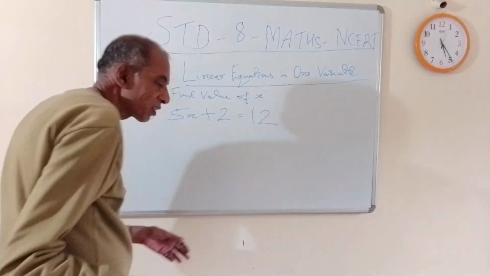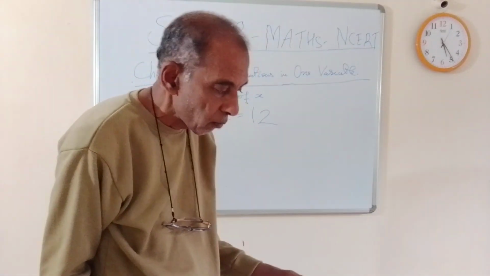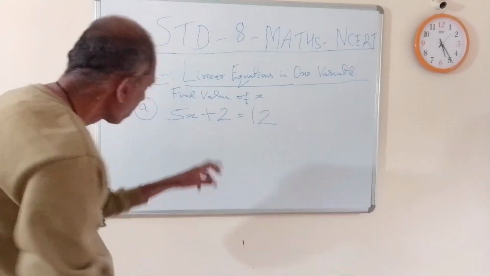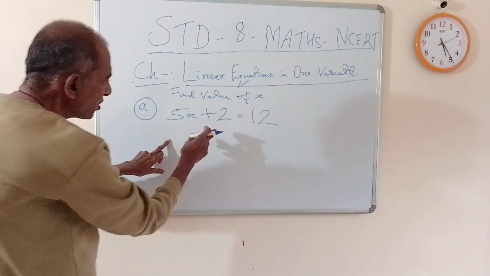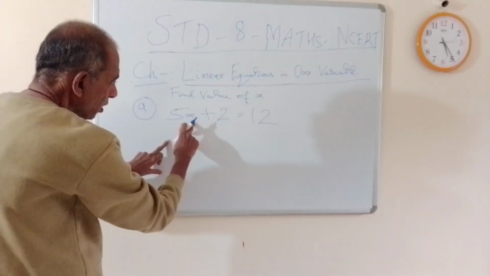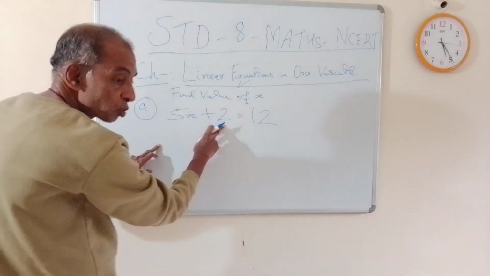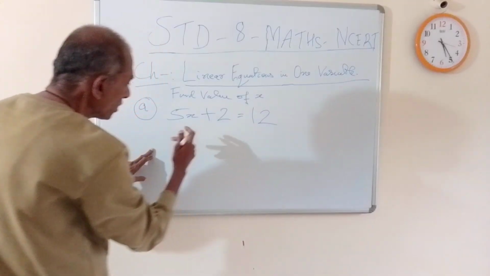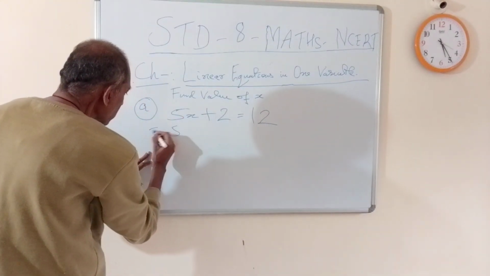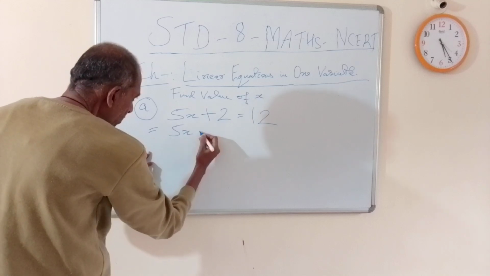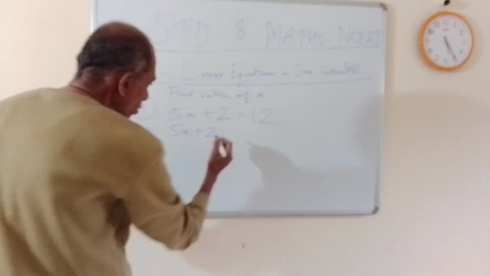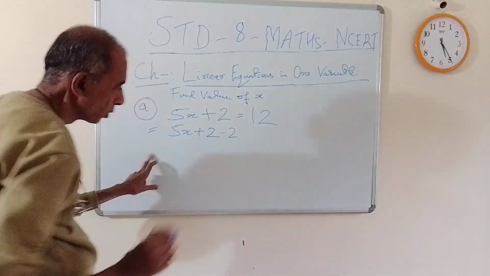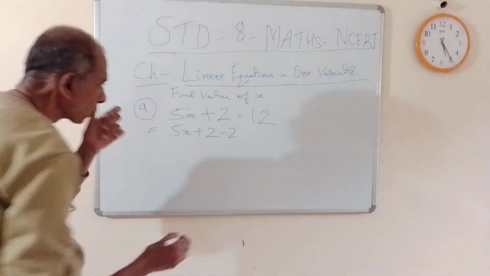Now there are two methods, both very simple. I'll show you both. First is, now here we are having 5x plus 2. So we have to find the value of x, so we have to first neutralize this 2. So how do we neutralize it? We'll write 5x plus 2. Now to neutralize plus 2, we'll have to write minus 2. Plus 2 minus 2 will get cancelled out.